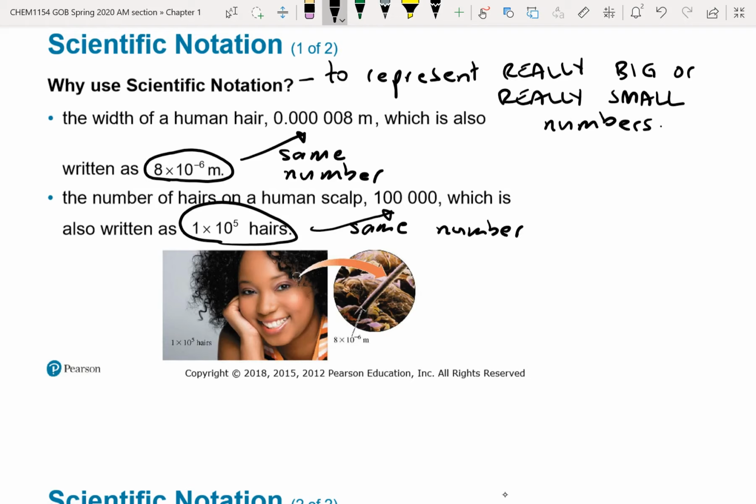You'll notice there are a couple of things common to both of these numbers in scientific notation. There's some number here. In this case, it's 8. In this case, it's 1. It's times, and then we have 10.